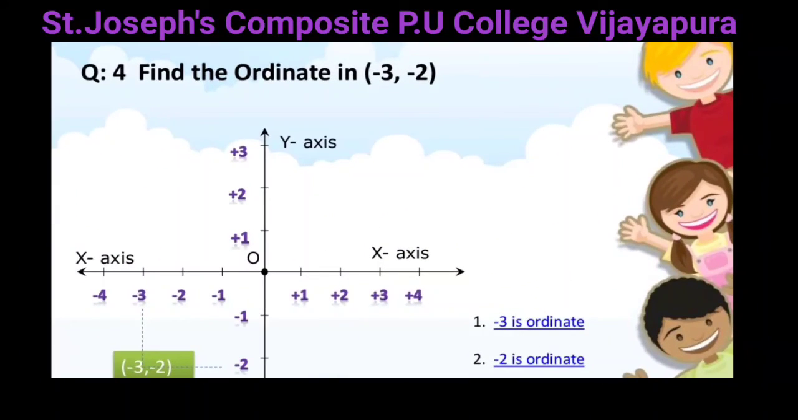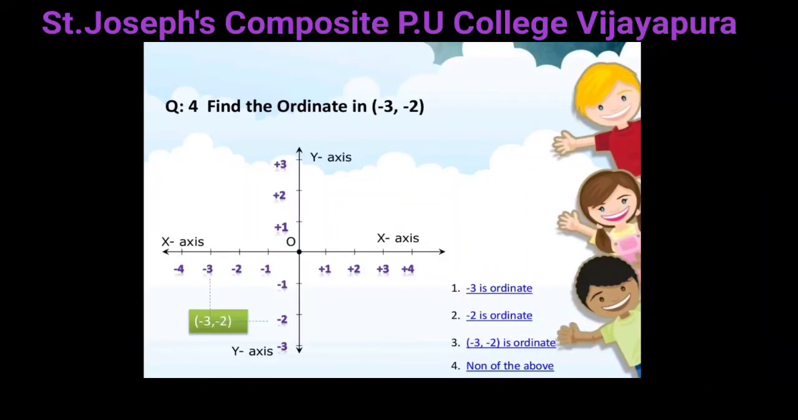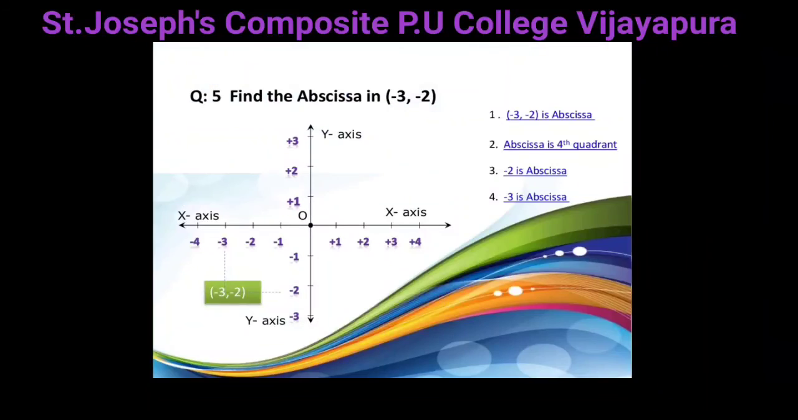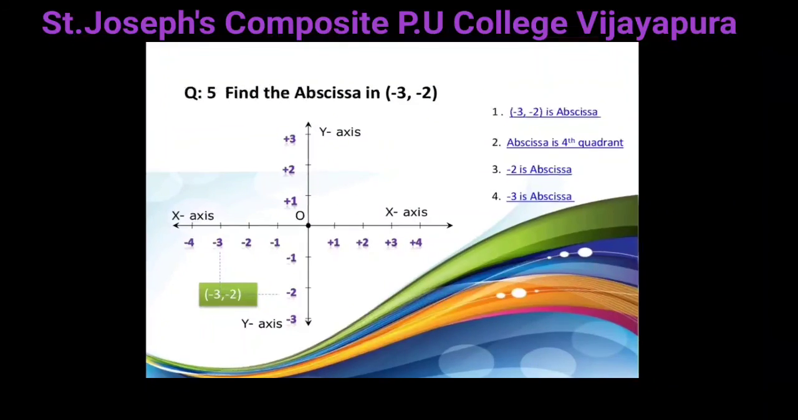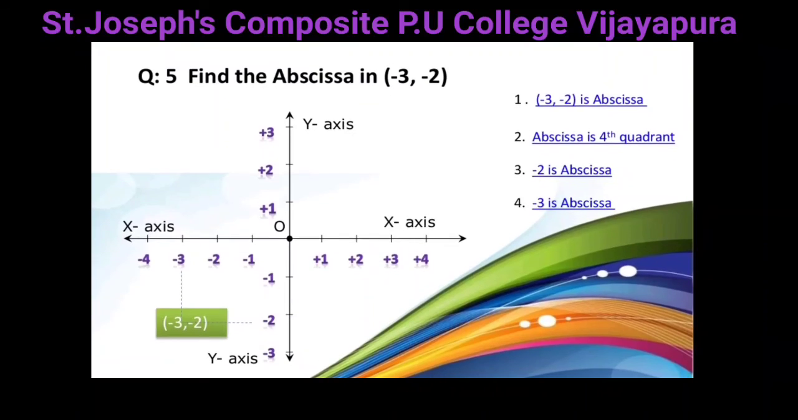Find the ordinate in minus 3 comma minus 2. I already told you about abscissa and ordinate. In minus 3 comma minus 2, what is the ordinate? Is minus 3 the ordinate? The next question will be: find the abscissa in minus 3 comma minus 2. The options are: minus 3 comma minus 2 is abscissa, abscissa is fourth quadrant, minus 2 is abscissa, and the fourth option is minus 3 is abscissa.